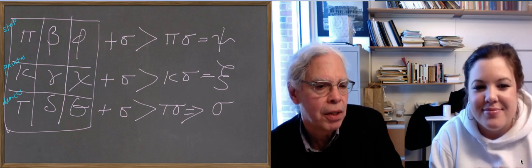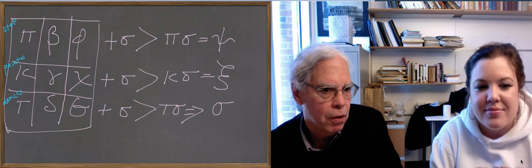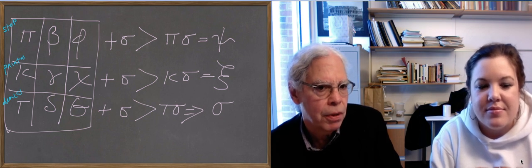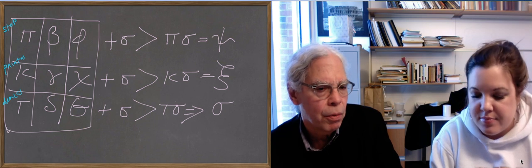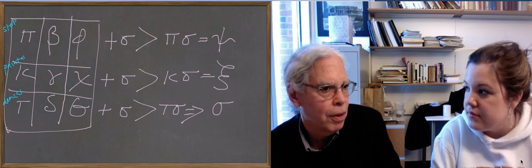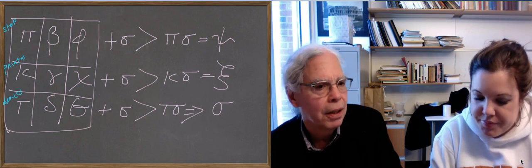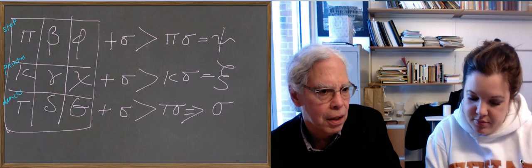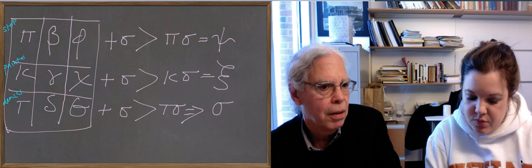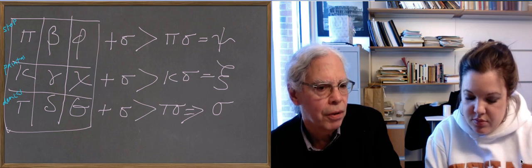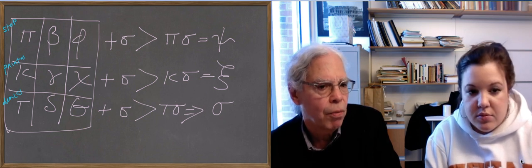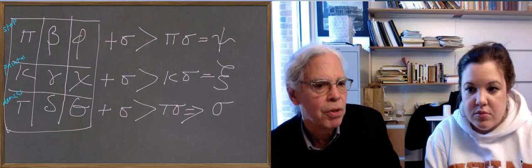And notice what happens in each case. Whether it's a pi or a beta or a phi, when you add s to it, it turns into pi plus sigma, or psi. In other words, it becomes the first one in the column. What the s does is to devoice and deaspirate. In the case of pi, it doesn't change. In the case of kappa, gamma, and chi, the same thing happens. It becomes ks, which we write as a xi. In the case of tau, delta, or theta, it became ts, and then it went through a bunch of changes, and it became just plain s.